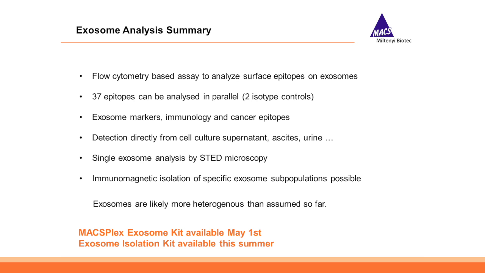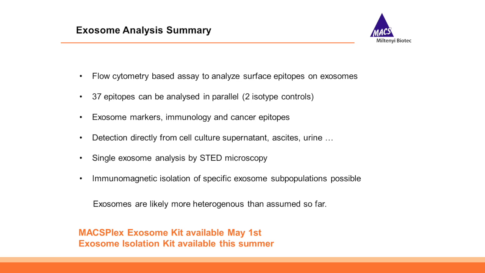So now we are already at the end of the presentation. I would like to thank you for listening. I wanted to show you today our new flow cytometry-based assay to analyze surface epitopes on exosomes. It allows to analyze 37 different epitopes in parallel, because you have two isotype controls. It comprises the common exosome markers, but also markers for immune cells or other blood cells and some cancer epitopes. You can detect the exosomes directly from cell culture supernatant, ascites or urine, or you can use isolated exosomes.